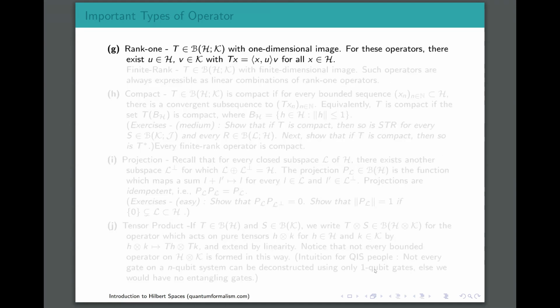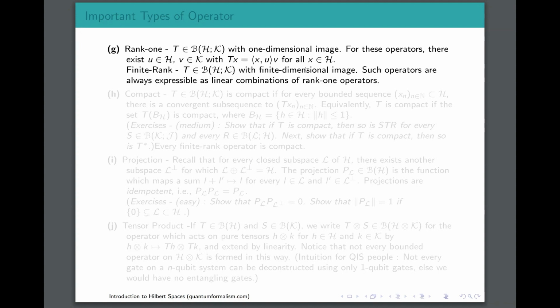Next, we're talking about the rank 1 operators. An operator T from H to K is rank 1 if it has one-dimensional image. Now, an interesting consequence of the Riesz representation theorem is that for these operators, there exist u in H and v in K such that Tx is equal to the inner product of x and u times v for every x in the Hilbert space. So you can always define a rank 1 operator from H to K just by knowing a single element of H and a single element of K.